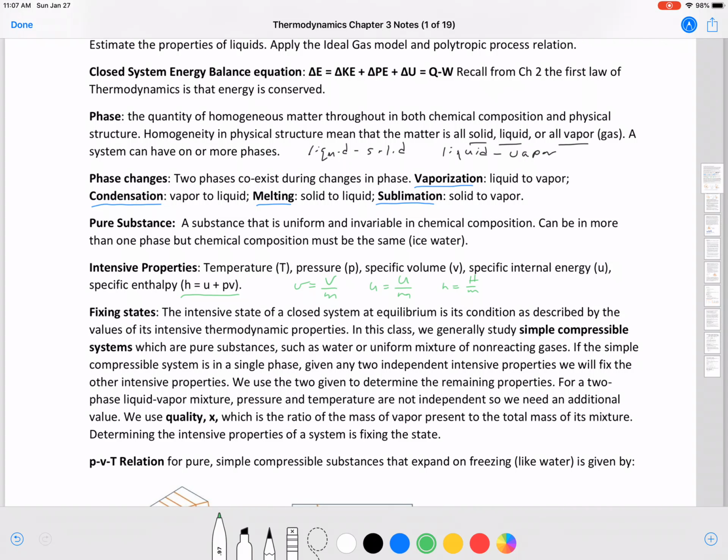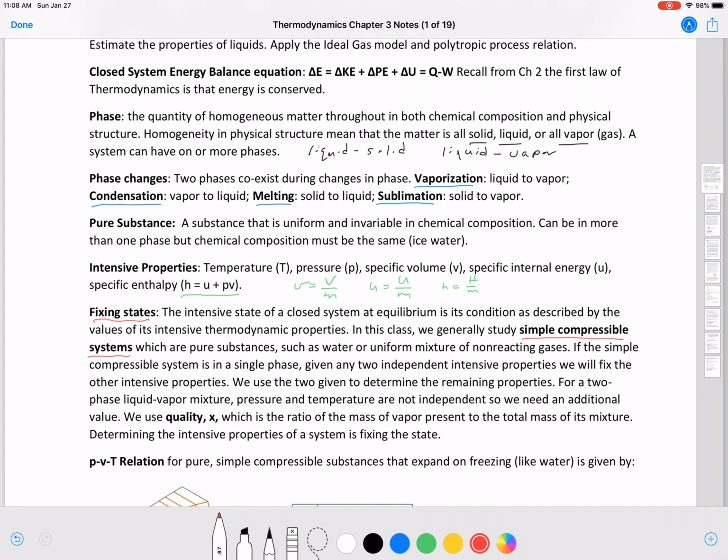When we say that we're fixing the state, the state of a closed system at equilibrium is its condition as described by the values of its intensive thermodynamic properties. Essentially, when we're fixing the state, we're looking up and finding all of the different properties at that state. In this class, we generally study a simple compressible system, which is a pure substance, again, all one chemical composition, like H2O, or a uniform mixture of non-reacting gases.